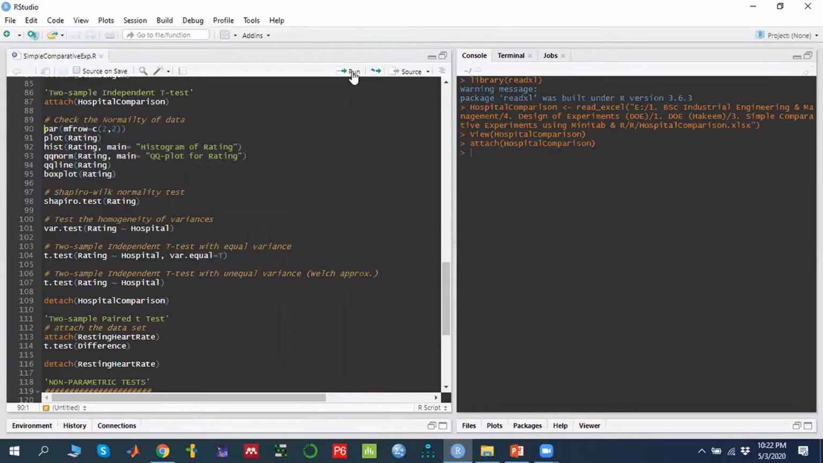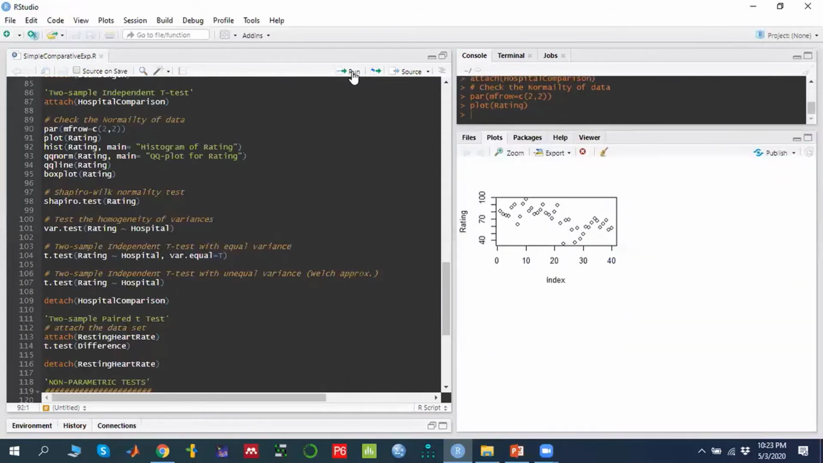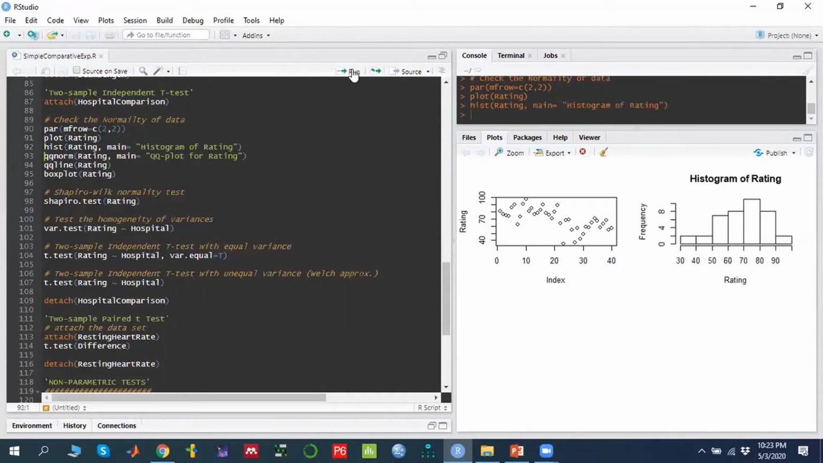So the first thing I am doing is partitioning the page in 2 by 2, which means 2 rows and 2 columns. The first thing we are plotting is a simple index plot, with the actual data values on the y-axis. We have a total of 40 data points, 20 for hospital rating A and 20 for B, and both are independent.